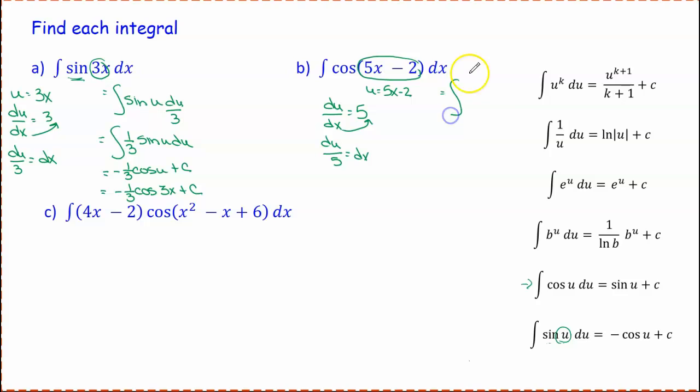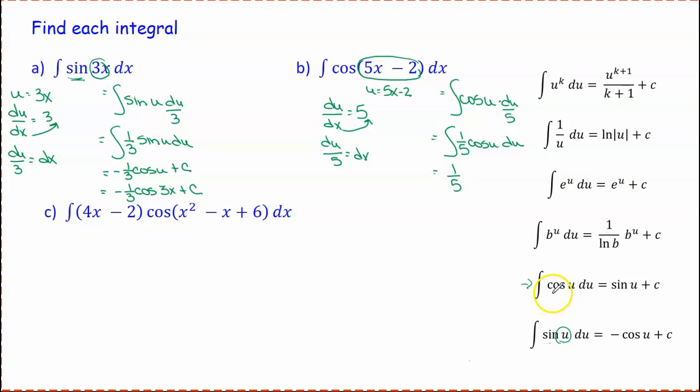Substituting, I now have the integral of cosine. Instead of having 5x minus 2, I'm going to have u, times, instead of dx, du over 5. This means I have the integral of 1/5 cosine u du. 1/5. What is the integral of cosine u? Well, it's sine u. So sine u plus c. Now we replace u with its polynomial. So 1/5 sine of 5x minus 2 plus c. And that question is done.